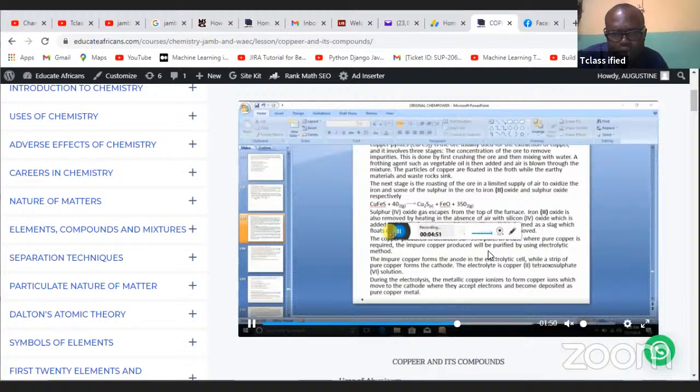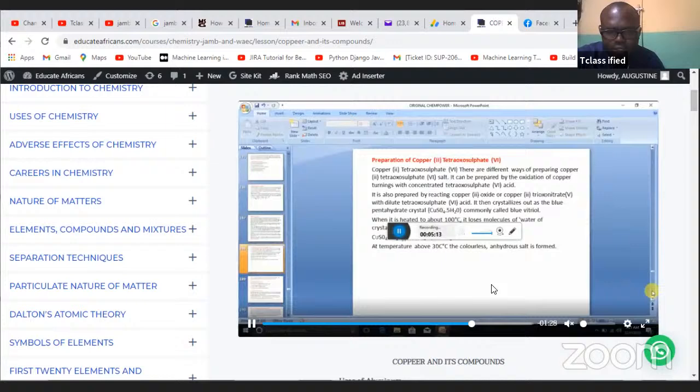The impure copper forms the anode, while the electrolyte is another part. So why does the strip of pure copper form the cathode? Okay. Now, the electrolyte is copper(II) sulfate solution. During the electrolysis, the metallic copper ionizes to form copper ions, which move to the cathode where they accept electrons and become deposited as pure copper metal.